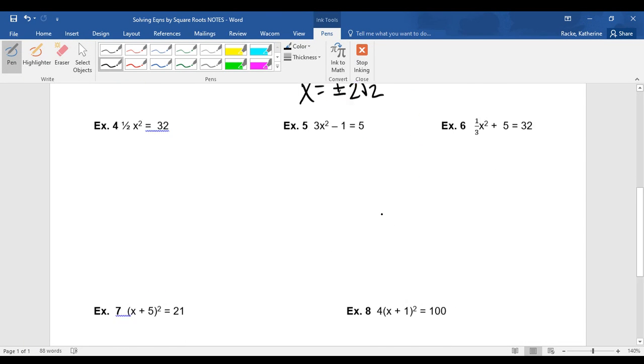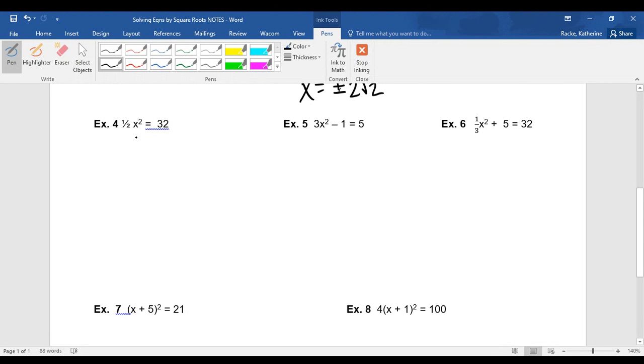All right, example 4. I have 1/2 x squared equals 32. To get rid of this 1/2, I need to flip the fraction and multiply both sides. If I took 1/2 and flipped it, that gives me 2 over 1, and 2 divided by 1 is just 2. So I'm going to multiply both sides by 2 because what you do to one side, you always have to do to the other side. So 2 times 1/2 is 1, giving me x squared. 32 times 2 gives me 64.